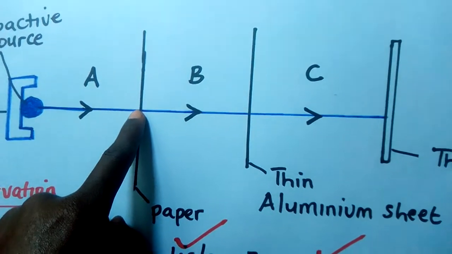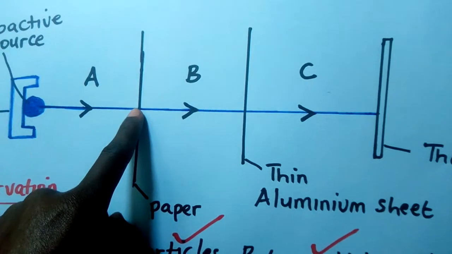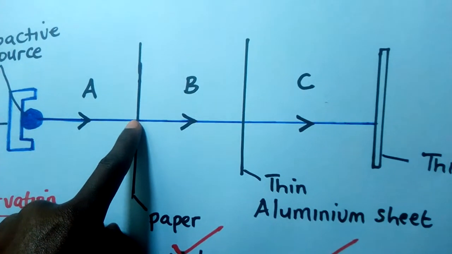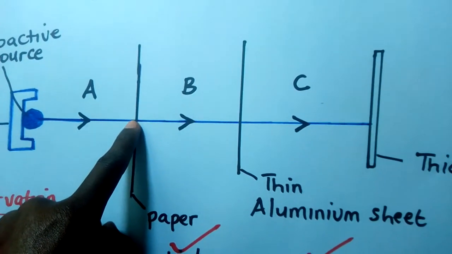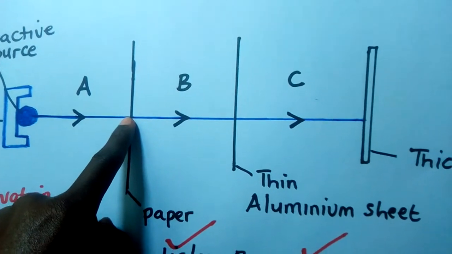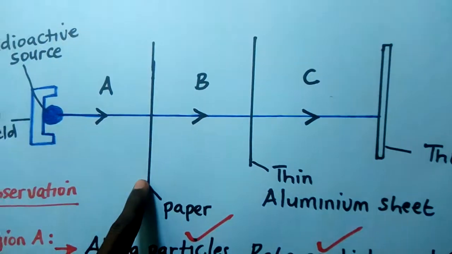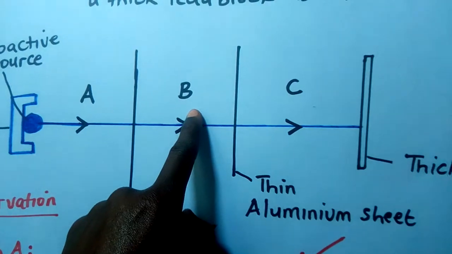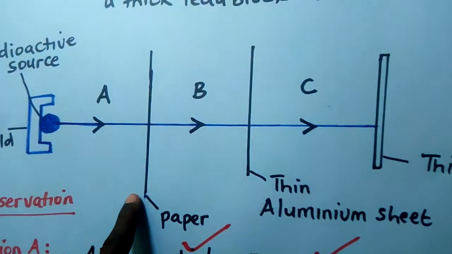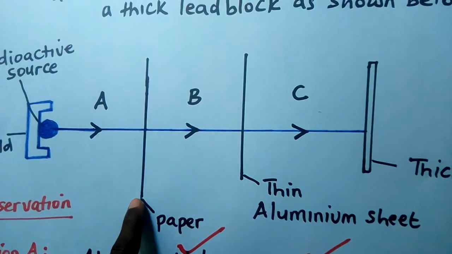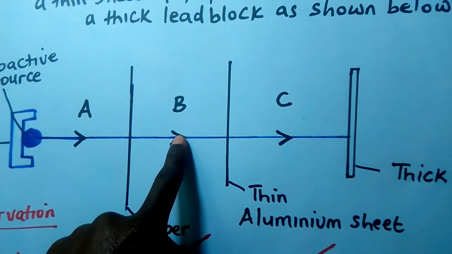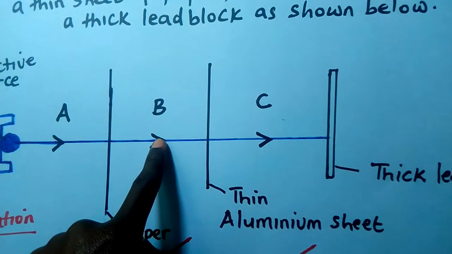Now once they reach where the paper is, the paper is going to stop or absorb one of them. And that is the alpha particles. So alpha particles are going to be stopped by the paper. So in region B, since alpha particles have already been absorbed by the paper, we shall remain with the two of them, beta particles and gamma rays.